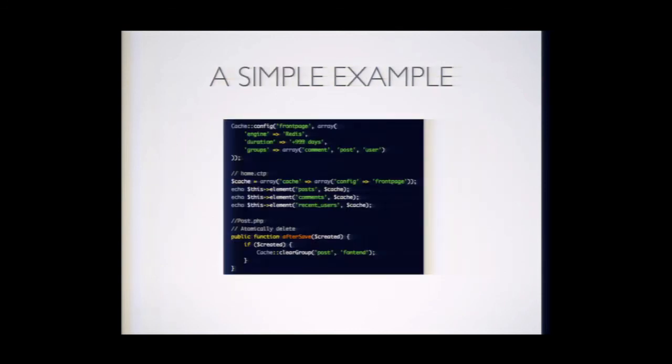So let's see an example. I have this page cache configuration starting in Redis. It should be forever. And it will contain stuff from comment, from post, and from user.